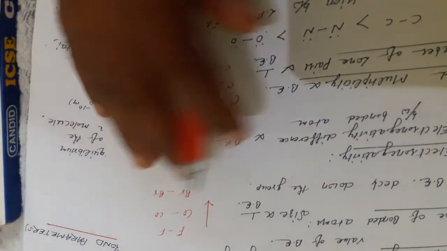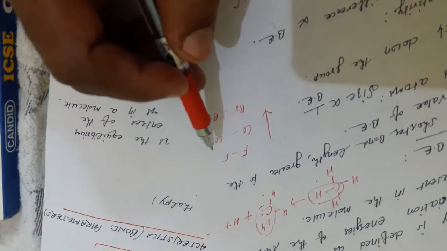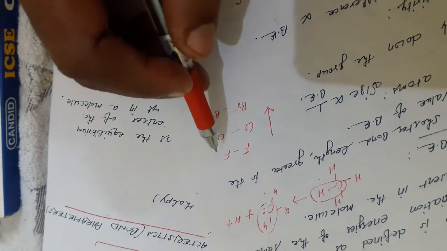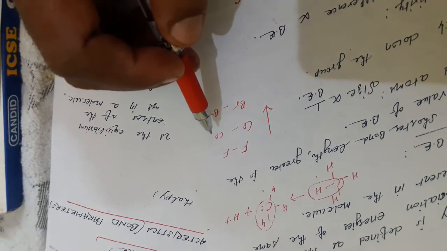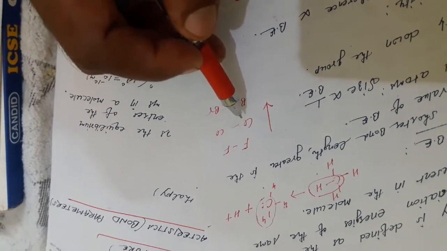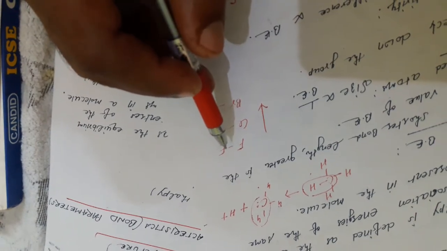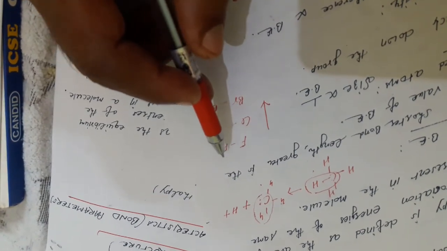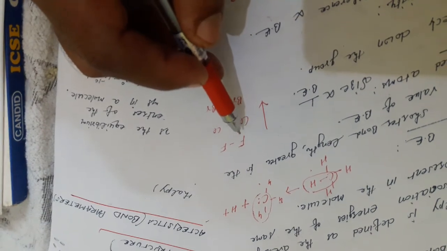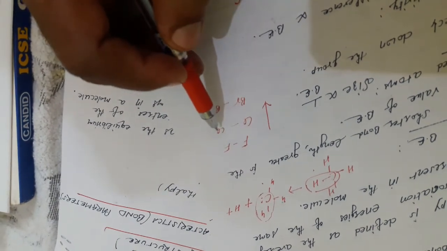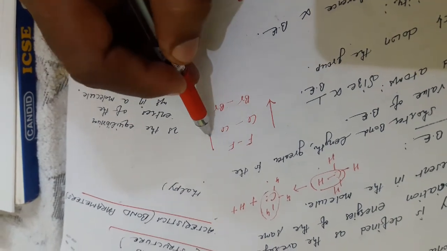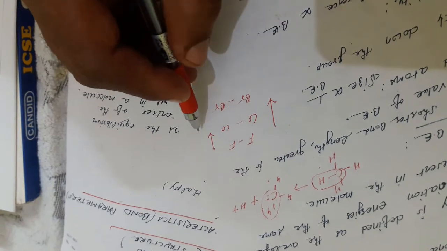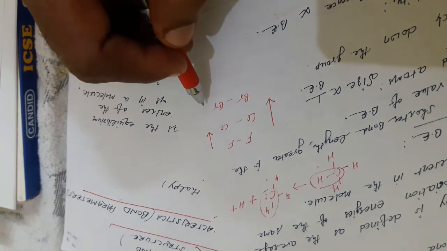Next is one question: why is the bond dissociation energy of chlorine higher than that of fluorine? According to the size, bond length is increasing and the size is also increasing down the group. So chlorine should have a small bond dissociation energy as compared to fluorine, but in this case the question is why the fluorine molecule has low bond dissociation energy as compared to chlorine. So this is the exception: fluorine has a low value, chlorine has a higher value, and next the value is decreasing.